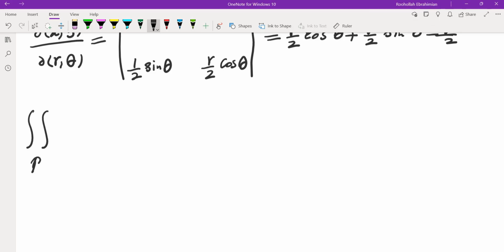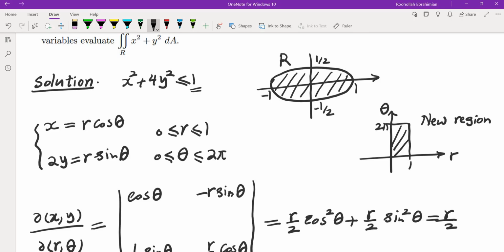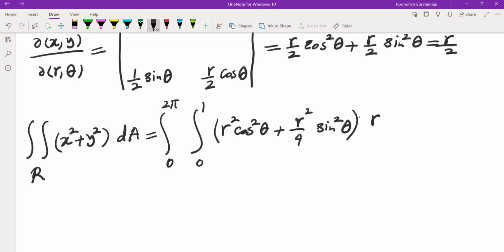So integrating, we'll have to set the limits of integration. The limits of integration are coming from the r theta plane, which are r goes from 0 to 1 and theta goes from 0 to 2 pi. So this is our new region. We could say 0 to 2 pi and 0 to 1, those are the limits of r. Now x is r cosine of theta and y is r over 2 sine of theta. If we square them, we get these. Now we'll have to multiply by the Jacobian, which is r over 2 dr d theta.